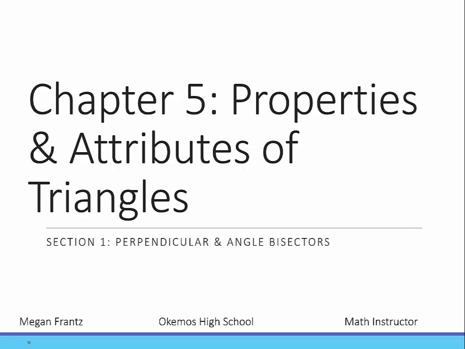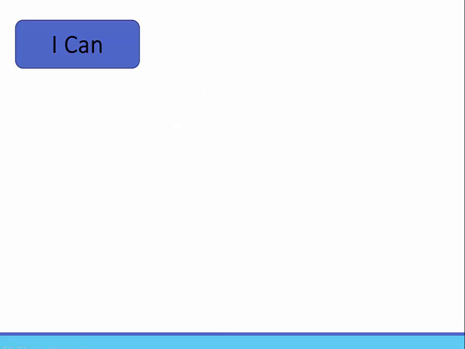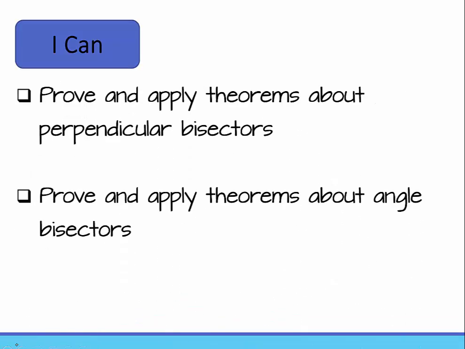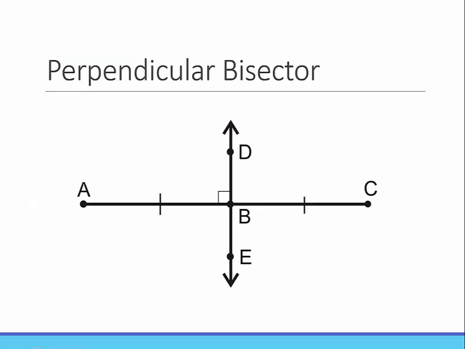Chapter 5 is about properties and attributes of triangles. In Section 1, we're going to talk about perpendicular and angle bisectors. So by the end of this lesson, you should be able to prove and apply theorems about perpendicular bisectors and about angle bisectors. So let's remember what those things are.